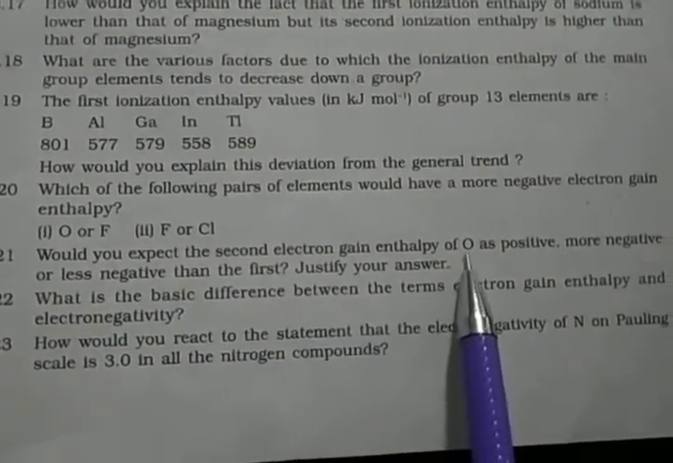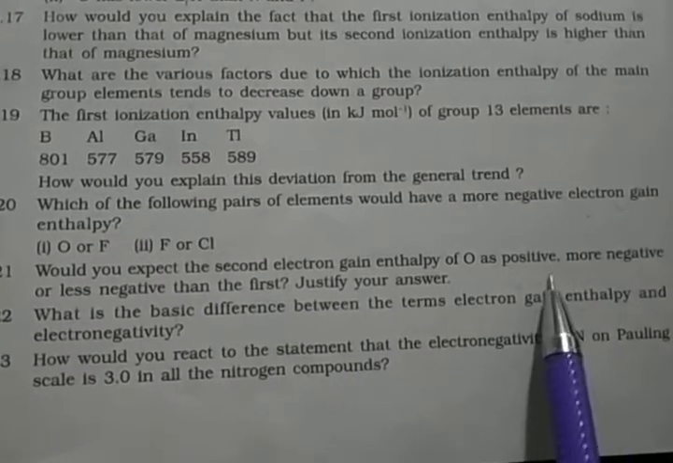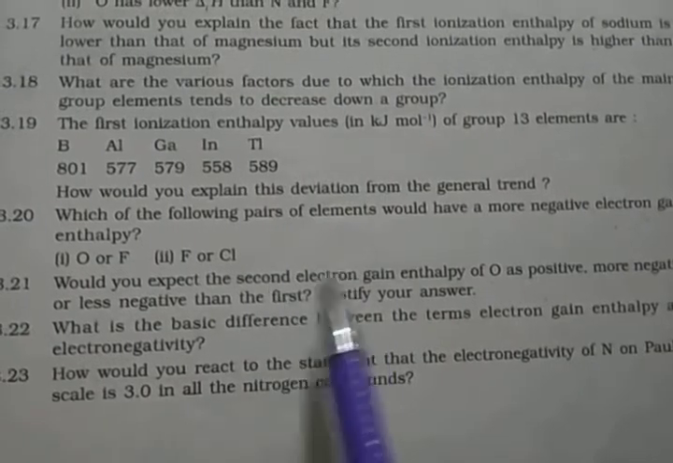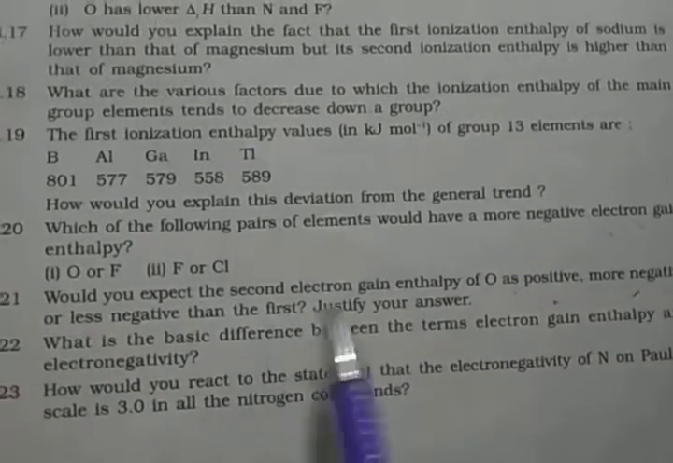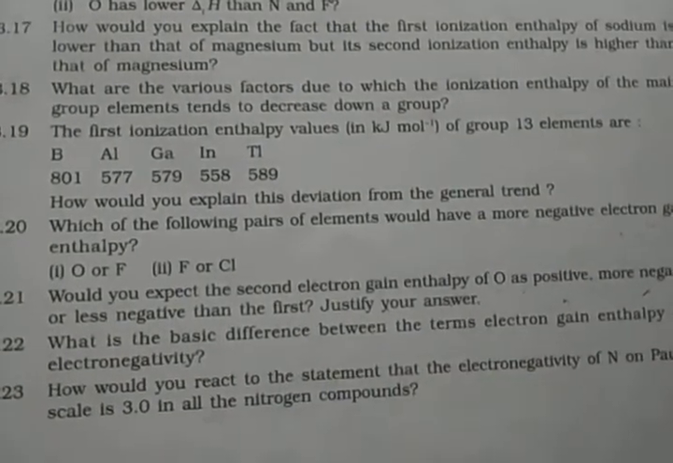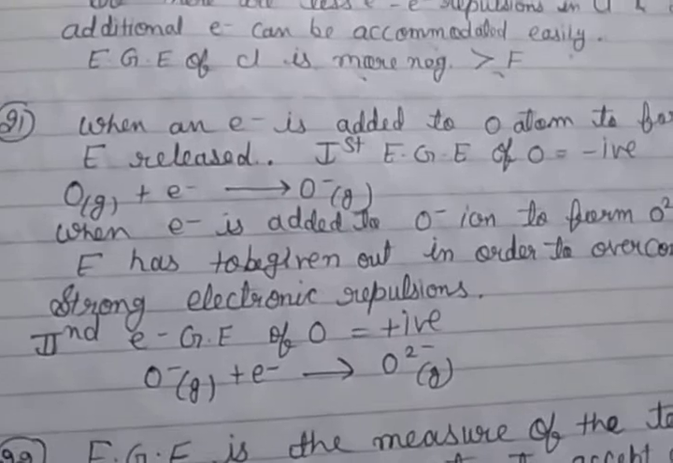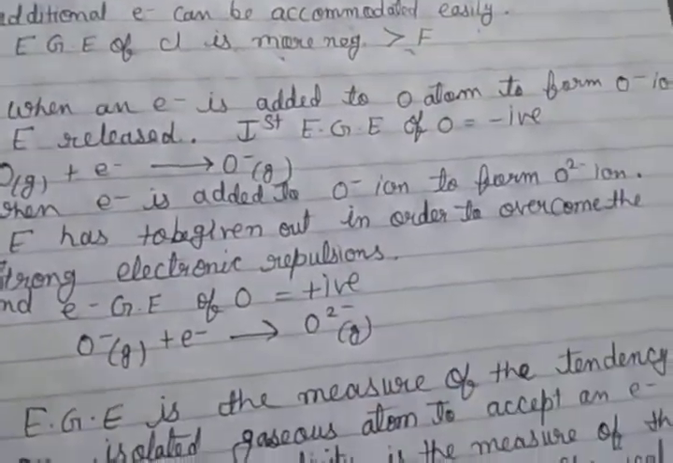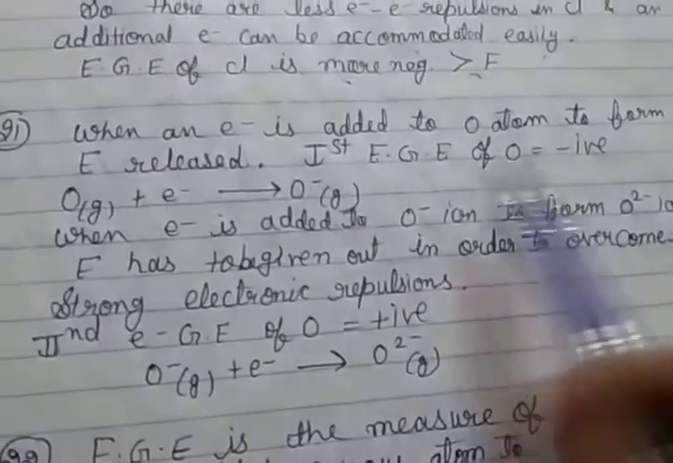Then question number 21. Would you expect the second electron gain enthalpy of oxygen as positive, more negative or less negative than the first? Justify your answer. When an electron is added to the oxygen atom to form O- ion, energy is released.